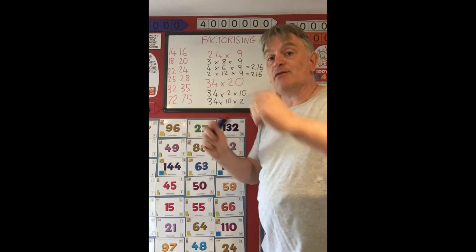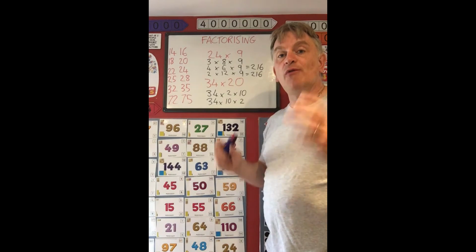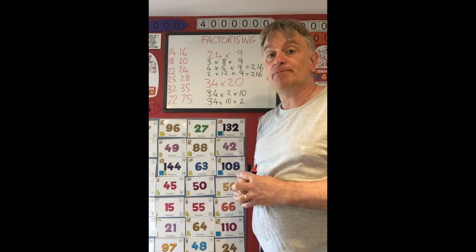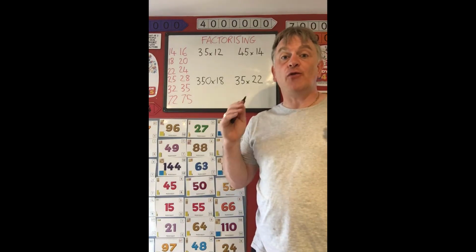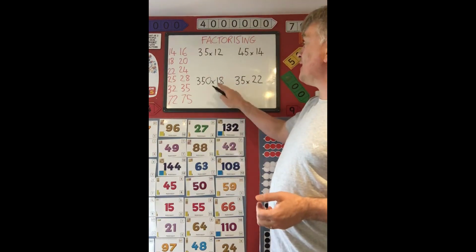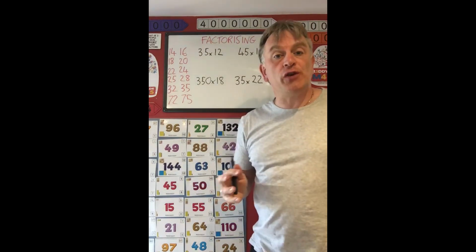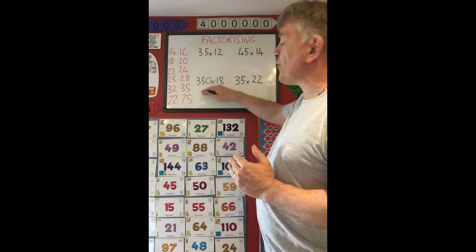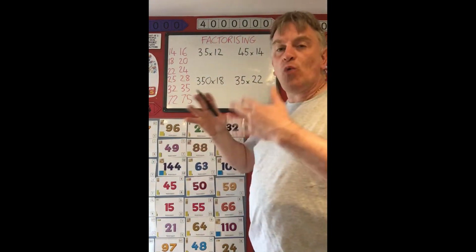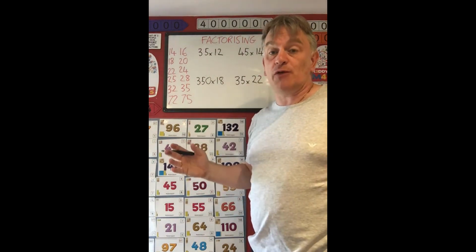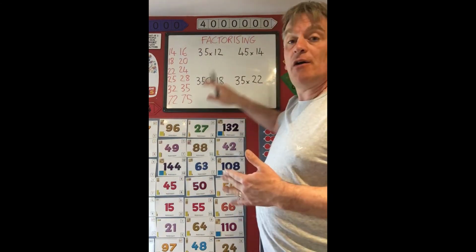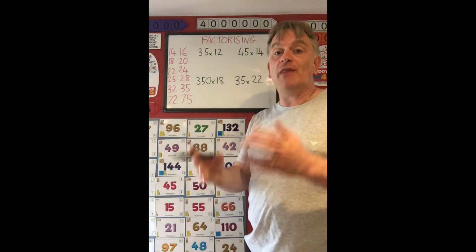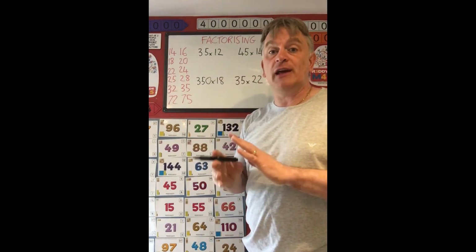Let's take this activity now a stage further. I'm going to give you now 4 different calculations to look at using some of these numbers from over here. So let's have a look. I've taken 4 of the smaller numbers, 12, 14, 18 and 22, and I've chosen another number to multiply them by. What we're going to do now is look at each of those 4 calculations and decide which number am I going to factorise out of the 2, because I could factorise 35 or 12, 45 or 14, 35 or 22, etc. And is there a way by factorising it I can make the calculation easier to do?